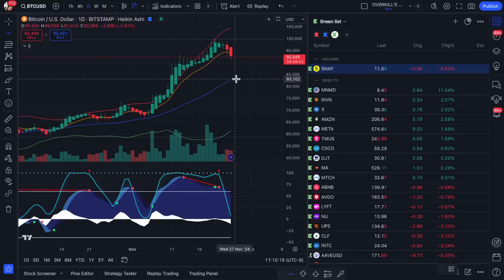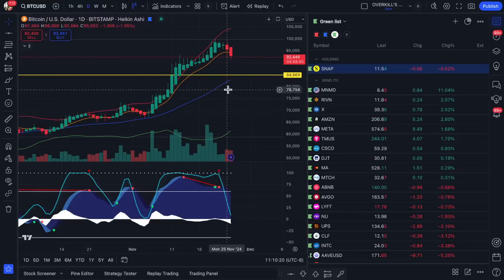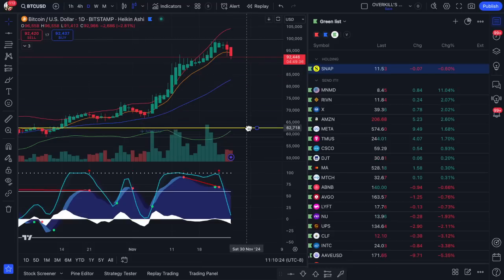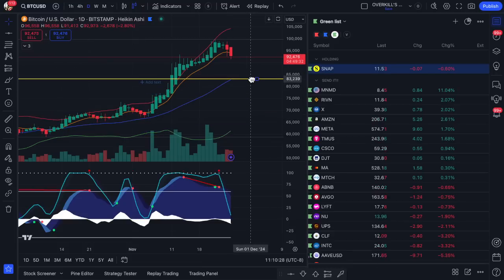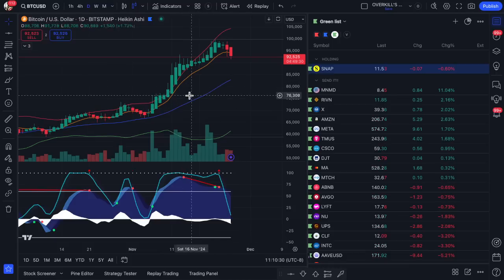So I'm thinking Bitcoin's going to come back down to about 84,000, and we could see a bounce there. If 84 breaks and we get a really big sell-off, we could see 70 to 75. But you can see this blue line on my chart. That is our 30-day moving average. A 30-day moving average is the average price over the last 30 days.